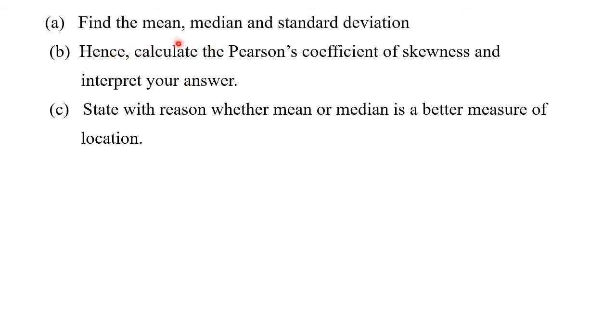So the question: A, find the mean, median, and standard deviation. And then B, find the Pearson skewness and interpret the answer. Interpret the answer means slightly or moderately skewed. And then lastly, state whether mean or median is better, okay? So the same situation, B and C, as the previous question.